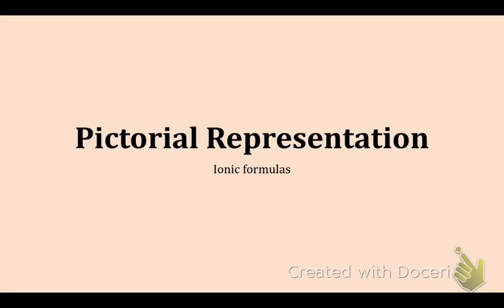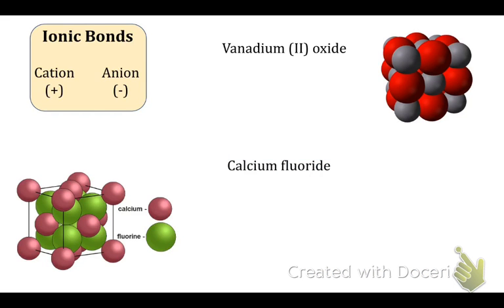This recording is how to make a pictorial representation for an ionic compound. Pictorial representations allow us to visually see the ratio of cations to anions inside of an ionic crystal. I need you to remember that when we're making an ionic bond, it's nothing more than an attraction between a positive piece and a negative piece, or the cation and the anion.